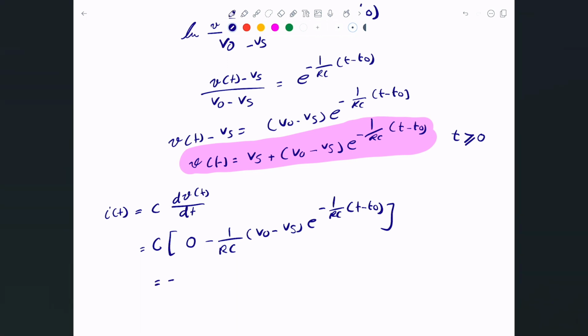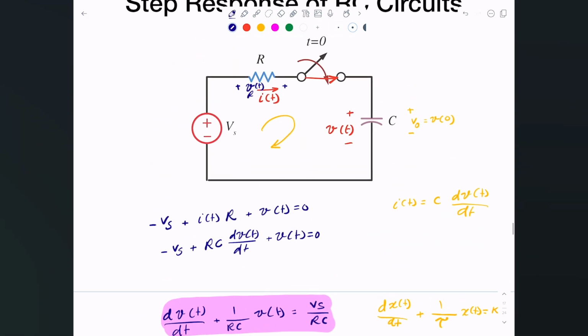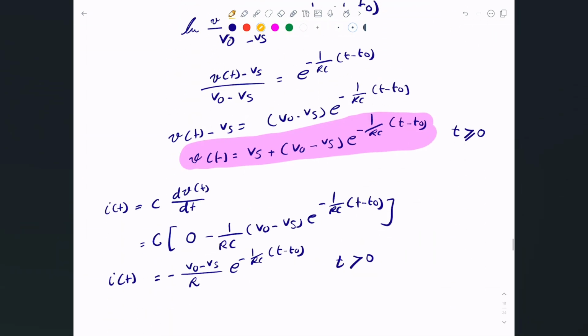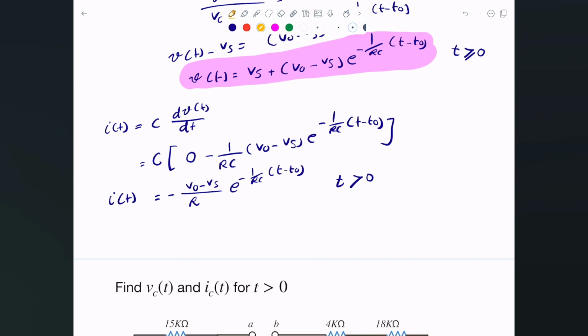What we end up with is negative 1 over R times V0 minus v of s times e to the negative 1 divided by RC, t minus t0, and that's for i of t, and that's for t strictly greater than 0. Just as a quick reminder, if this switch was open for a very long time, there will be no current flowing through this capacitor right before 0. So I can simply say i of 0 minus, right before switching, is simply 0. But for i of 0 plus, we're going to have to go to this equation and substitute t equals 0 to figure out what that is.